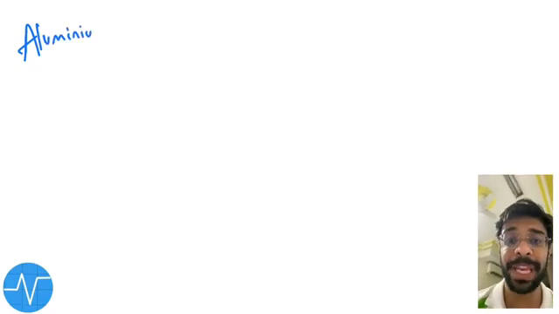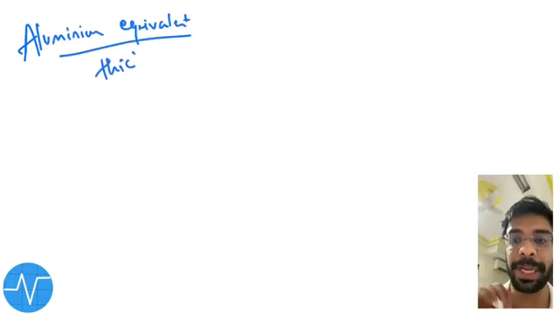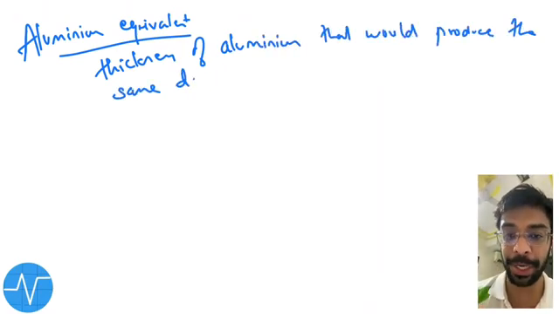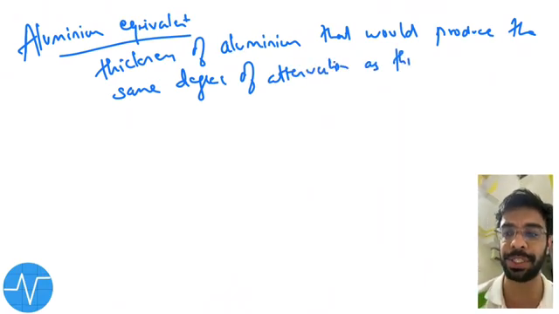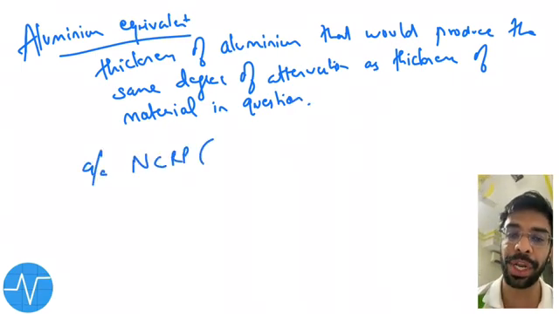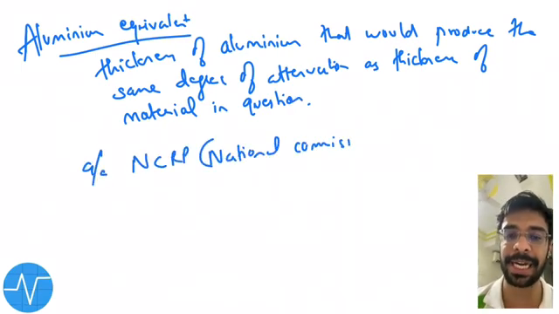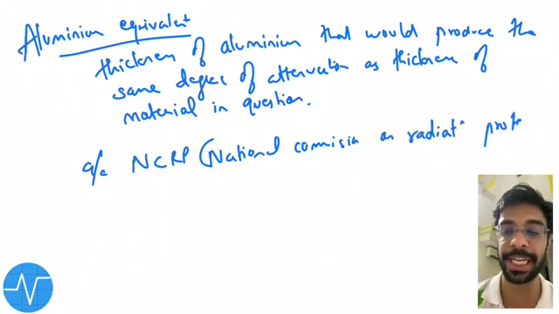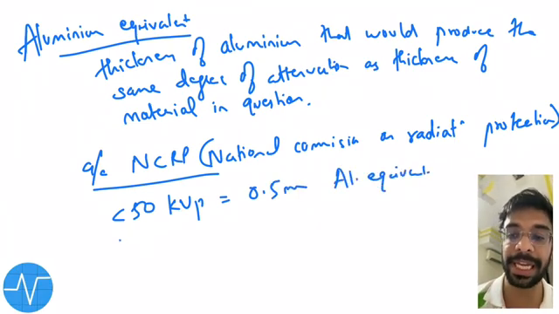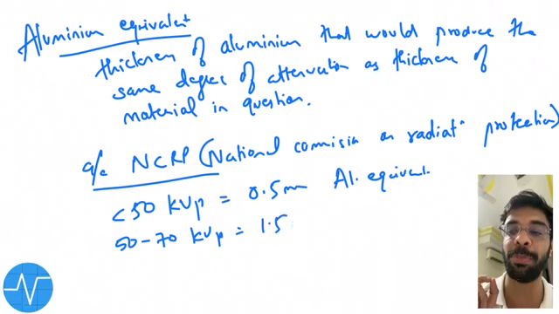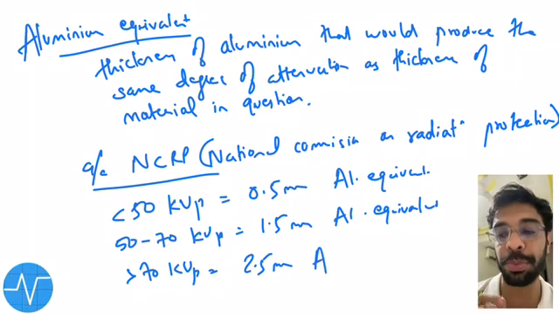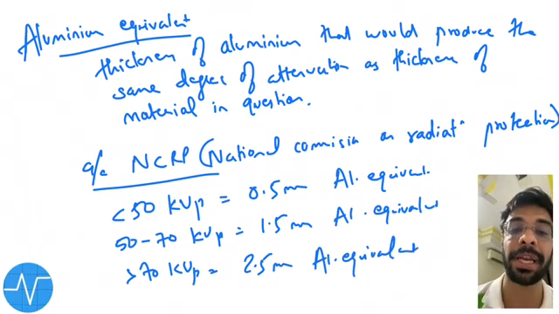Now, what is aluminium equivalent? Aluminium equivalent is the thickness of aluminium that would produce the same degree of attenuation as the thickness of the material in question. According to the NCRP, the National Council on Radiation Protection, if the potential is less than 50 kilovolts, then 0.5 mm of aluminium equivalent is used. Between 50 to 70, 1.5 mm, and greater than 70, 2.5 mm of aluminium equivalent is used.